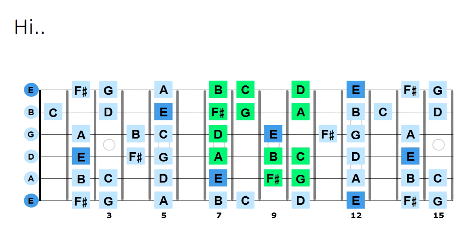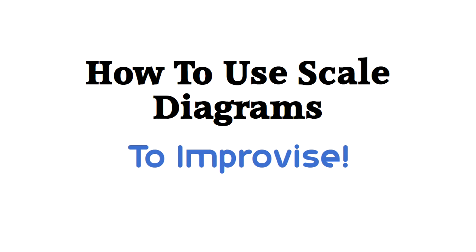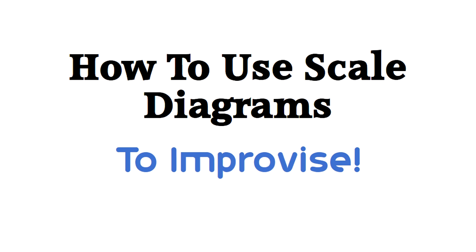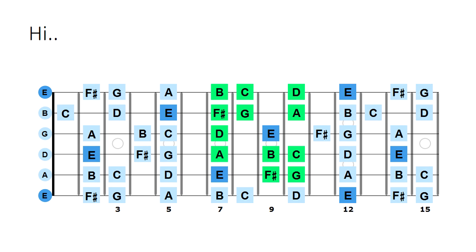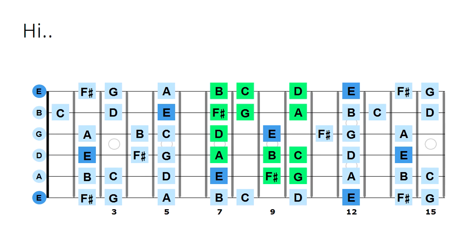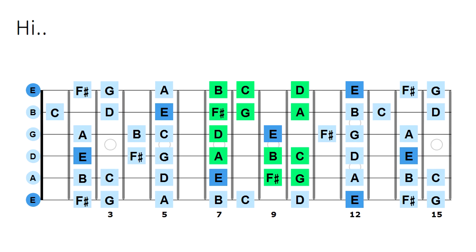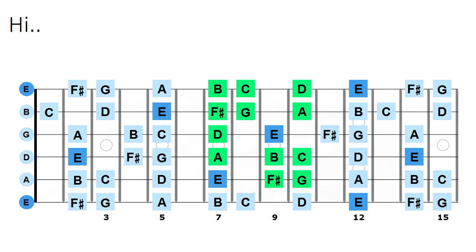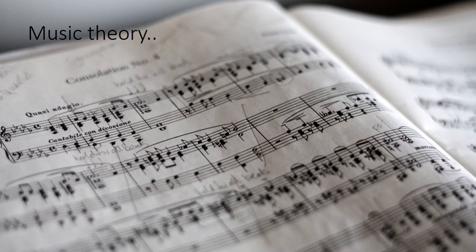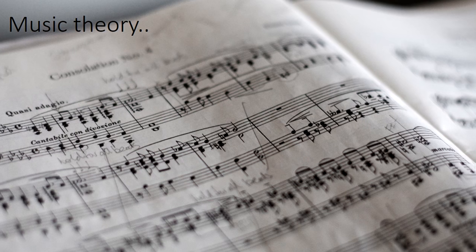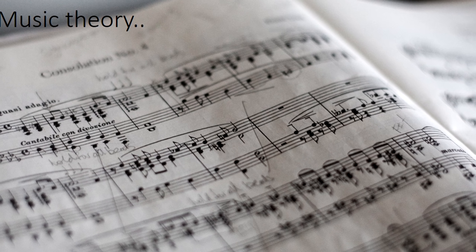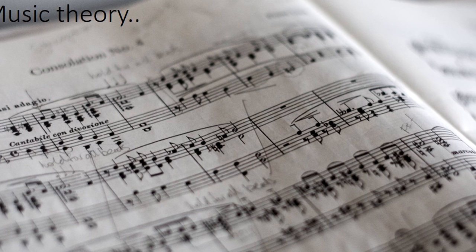Today I will answer a question that I received many times recently: how to use scale diagrams. Let's take E natural minor as an example in this episode. It's one of the most commonly used scales in guitar music in general. It could be also called the Aeolian mode in E. That requires a bit more music theory to understand, but we'll talk about that later in a future video.